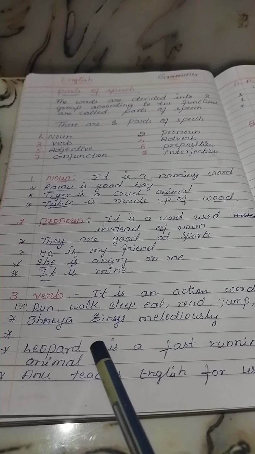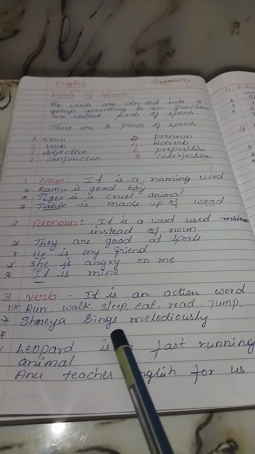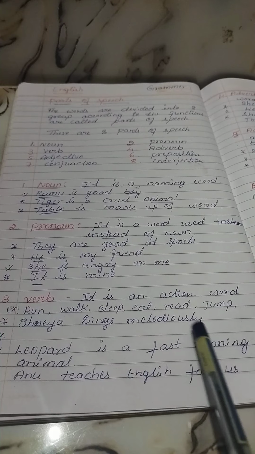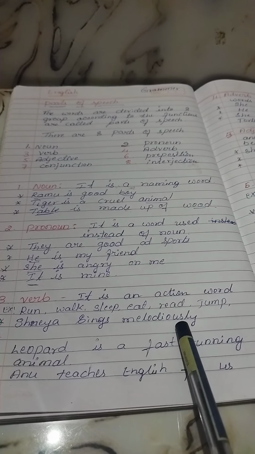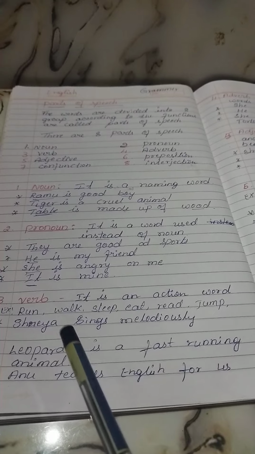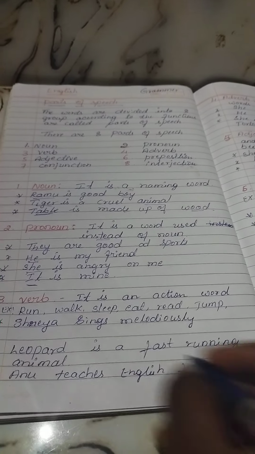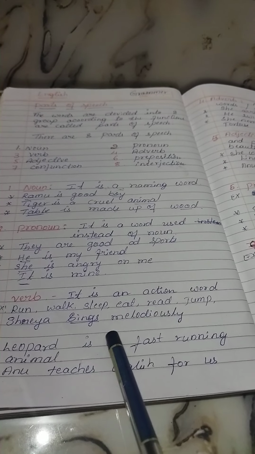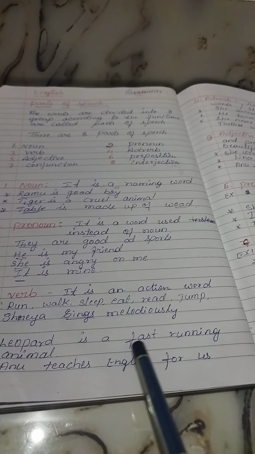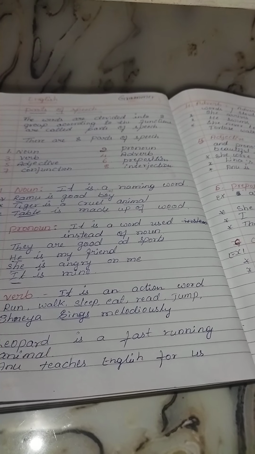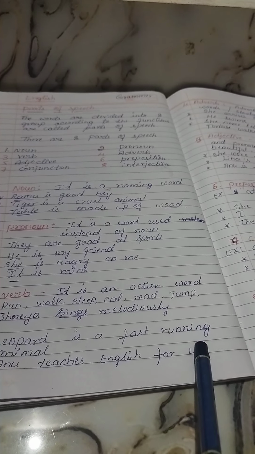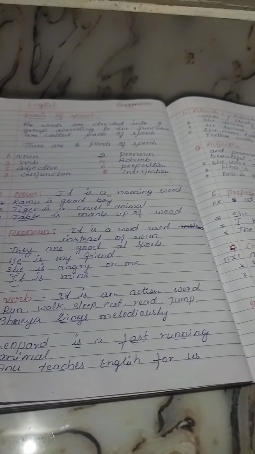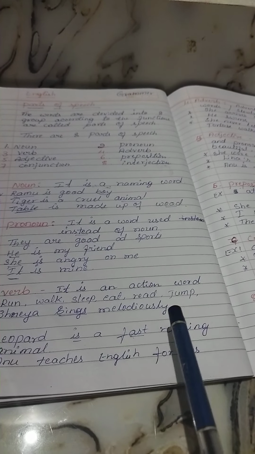Next, I will give you the example. Shreya sings melodiously. Here, which is the action word? Which word shows the action here? Shreya sings. Sings is the action word here. So sings is the verb. Next, leopard is the fast running animal. Which is the verb here? Running is the verb in this sentence.